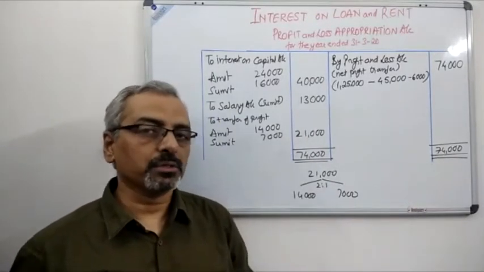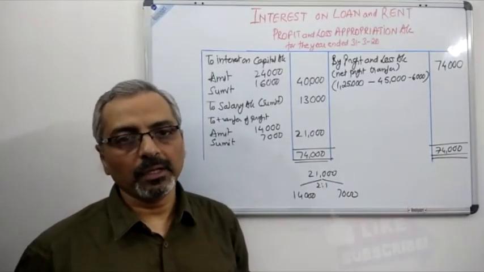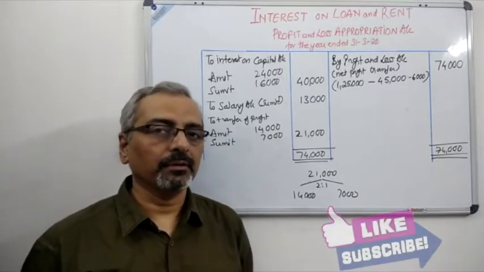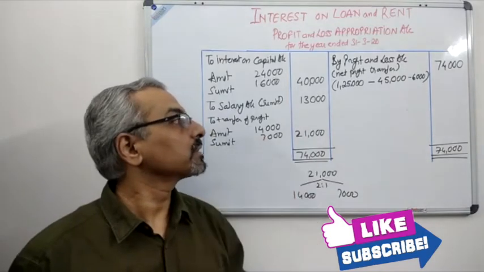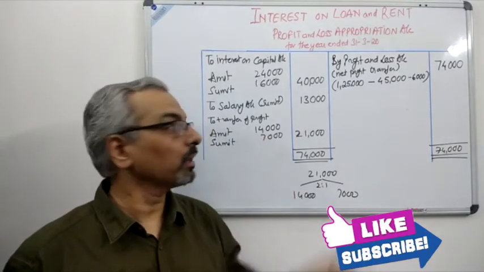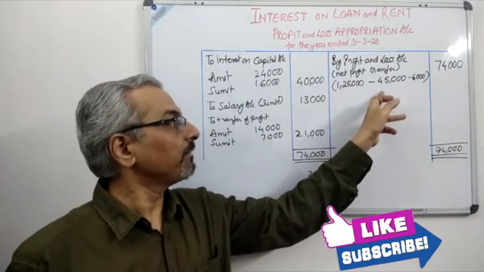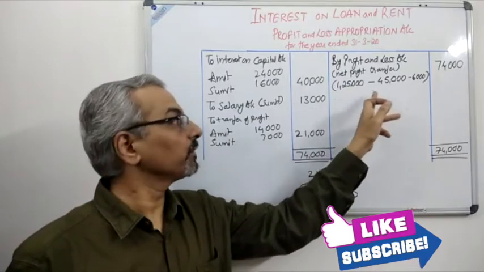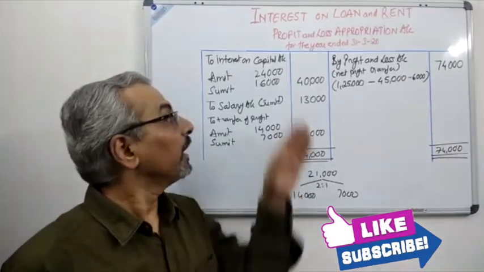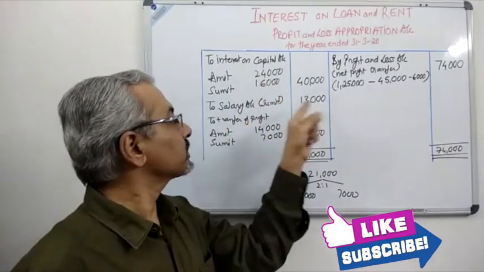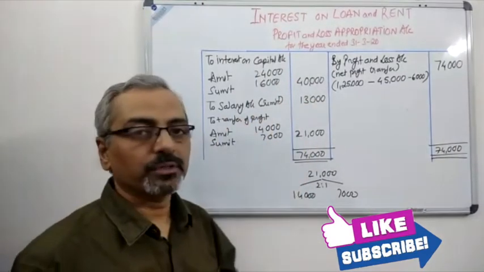I hope you understood it. It was very simple treatment. So let us first go and recapitulate whatever we have done. So first thing which we have done is 74,000, where we have done the subtraction from 1,25,000 minus 45,000 minus 6,000 to get 74,000. And then we have written the interest on capital, salary, and the transfer of profit which has been done.